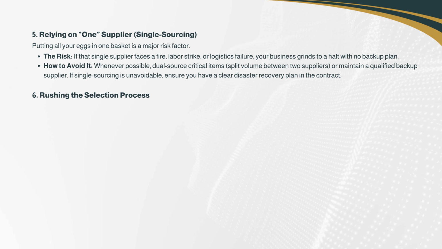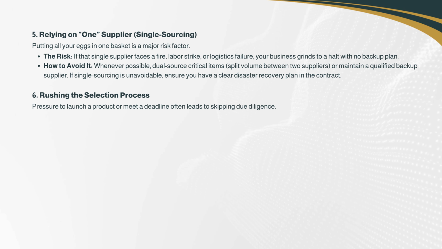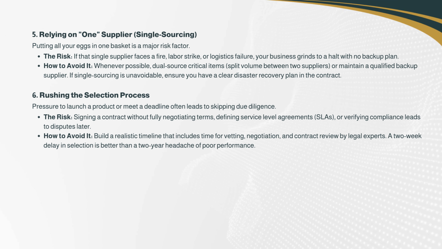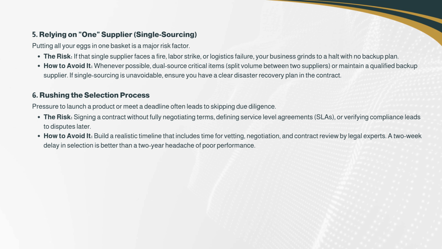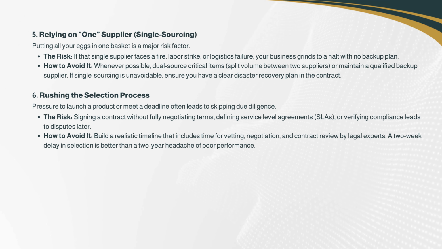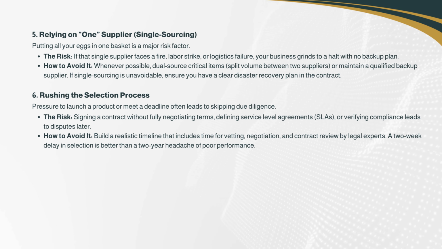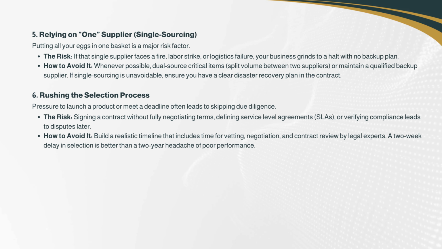6. Rushing the selection process. Pressure to launch a product or meet a deadline often leads to skipping due diligence. The risk: signing a contract without fully negotiating terms, defining service level agreements, SLAs, or verifying compliance leads to disputes later. How to avoid it? Build a realistic timeline that includes time for vetting, negotiation, and contract review by legal experts. A 2-week delay in selection is better than a 2-year headache of poor performance.